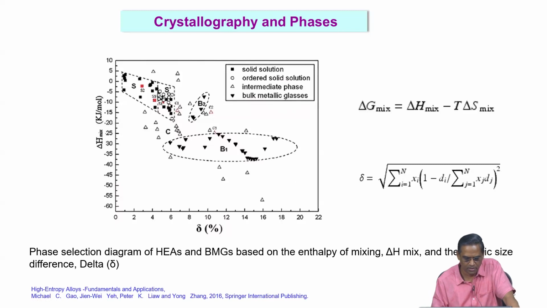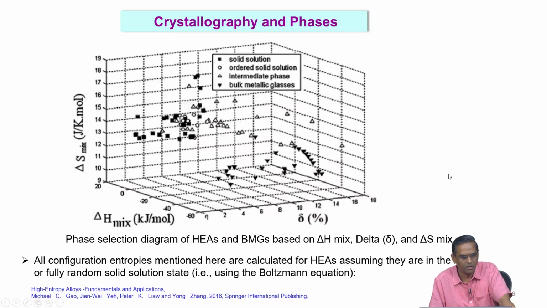And this plot is slightly different from the previous one. What is the difference? Yes, it is a 3-dimensional plot, but what is the additional parameter? Okay, delta S mix is also plotted. Why is it plotted? Why is delta S taken?